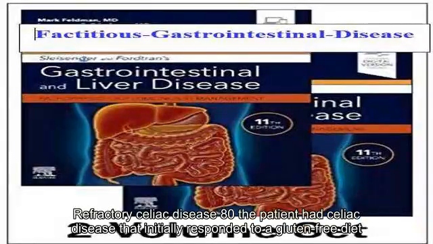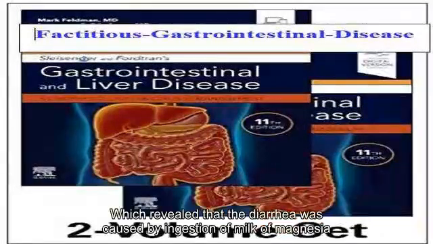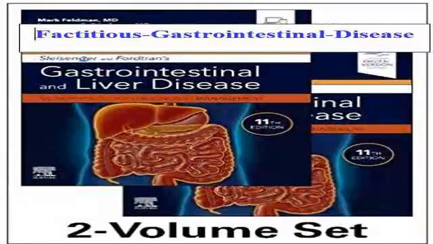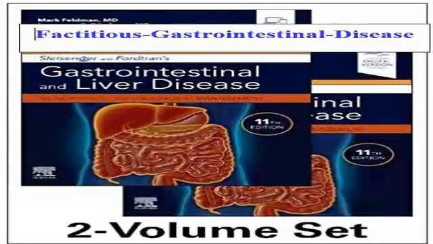Refractory celiac disease. The patient had celiac disease that initially responded to a gluten-free diet. She later developed severe diarrhea, believed to be due to refractory celiac disease. The diagnosis was established by fecal analysis, which revealed that the diarrhea was caused by ingestion of milk of magnesia. Had the correct diagnosis of FD not been established, the patient would have received immunosuppressive therapy.